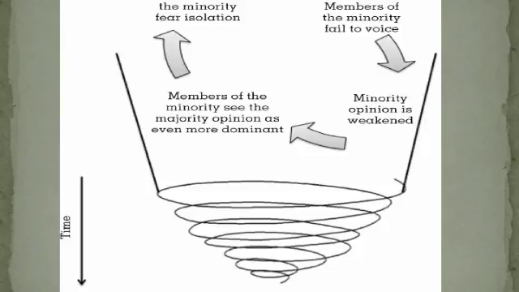Here's an example of the spiral of silence theory. This theory is like one big circle, hence the name spiral. As you can see, members of the minority see the majority opinion as even more dominant. Then the minority fears isolation, and after that, members of the minority fail to voice their opinions, and following that, minority opinion is weakened. As you can see, over time, the minority starts to shut off and remain silent.